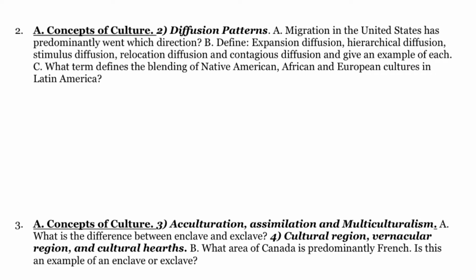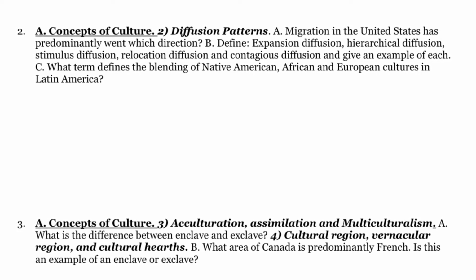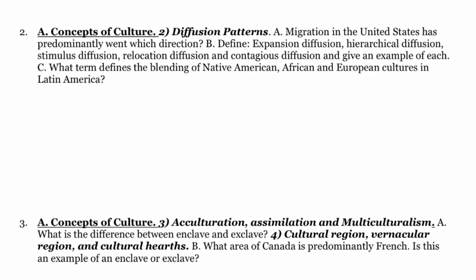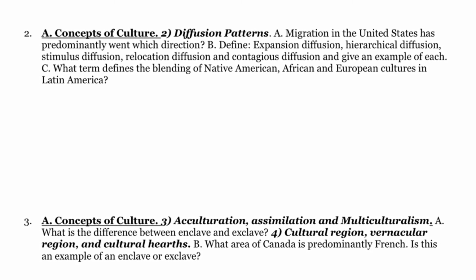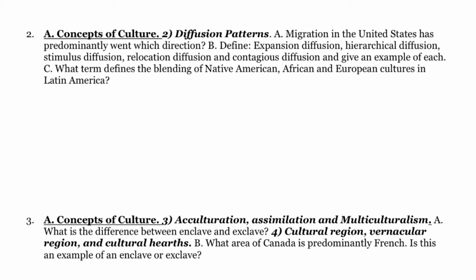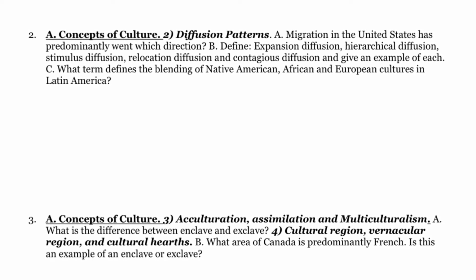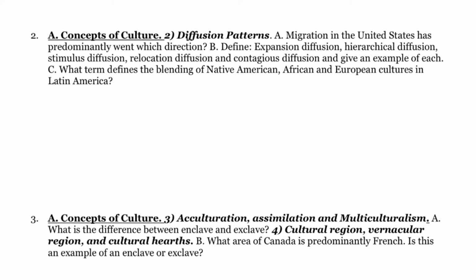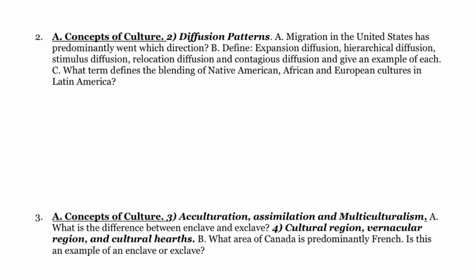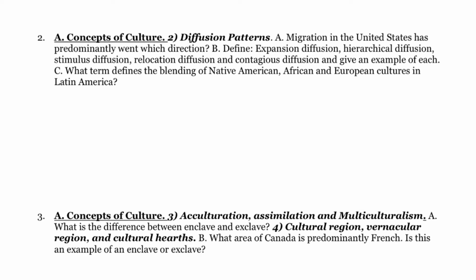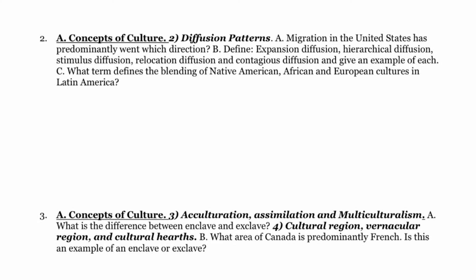The next is relocation diffusion. This is when you actually relocate and you move. An example of that would be the Sikh religion in the United States, or maybe even if you saw Hindu temples in the United States. The reason that would be a relocation diffusion is because Hinduism did not begin and is not predominantly found in the United States. And so the fact that you can find Hindu temples in the United States shows you that these people have relocated.